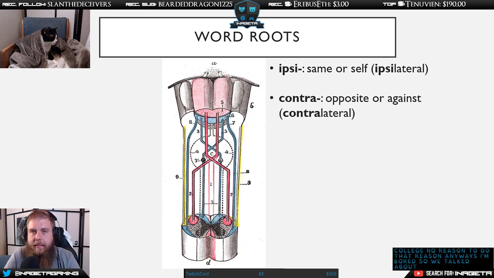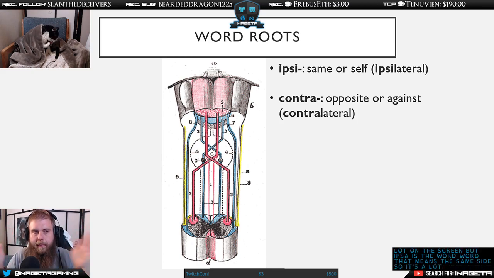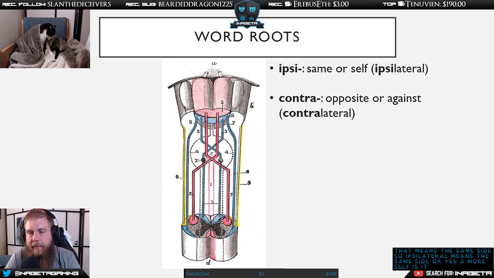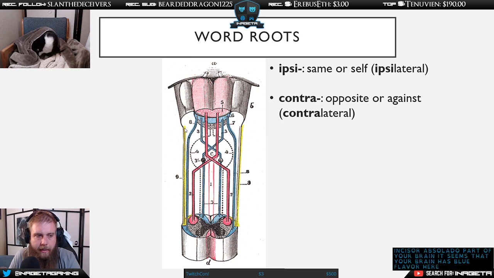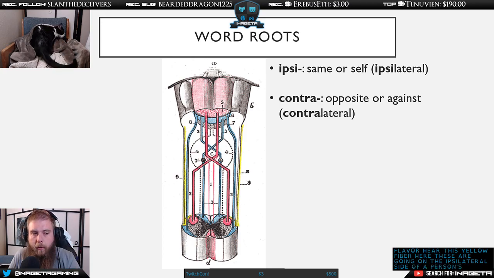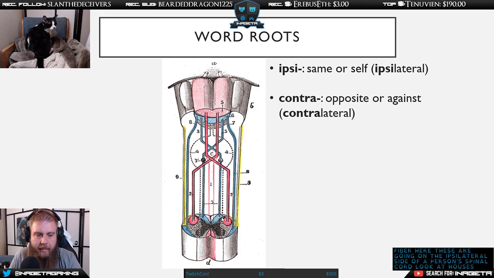So we talked about these. We use these words a lot on stream, but ipse is the word root that means same side, or same or self. So ipsilateral means the same side. Ipsilateral part of your brain is the same side of your brain. This blue fiber here and this yellow fiber here are going down the ipsilateral side of a person's spinal cord. We can tell it's the spinal cord because we can see that little butterfly in the center of the spinal cord tissue.